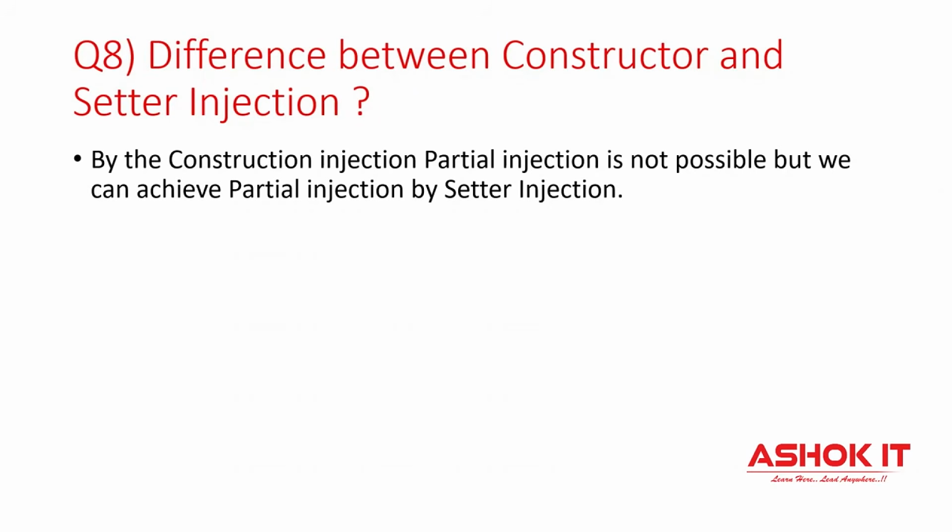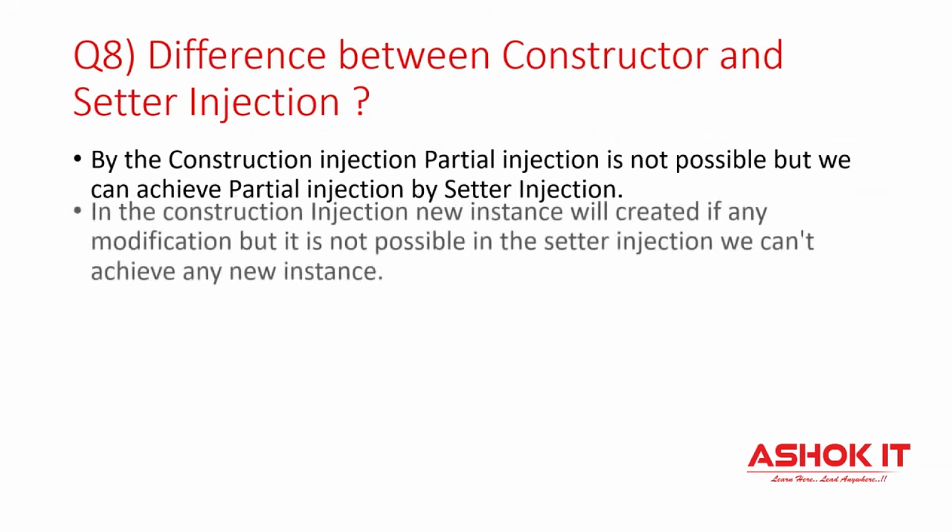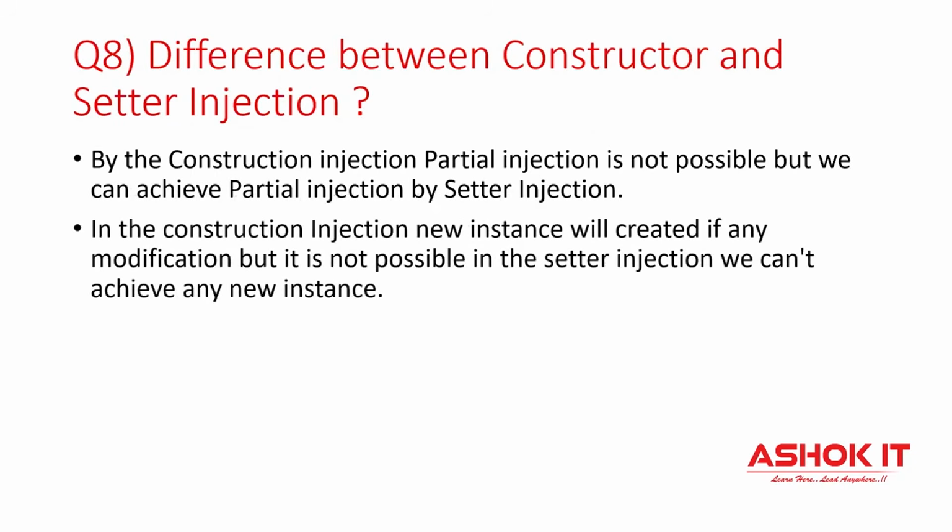In constructor injection, you must mention all the properties or at least their null values. That is, no partial injection is possible in constructor injection, but with setter it is. Constructor injection generally always creates a new object. But if you want to modify, you can use setter injection. Setter injection never creates any new object. It only modifies the existing one.